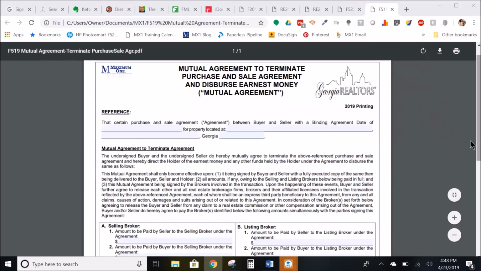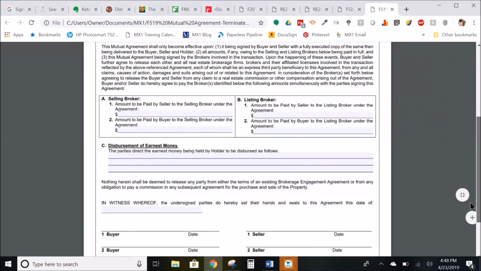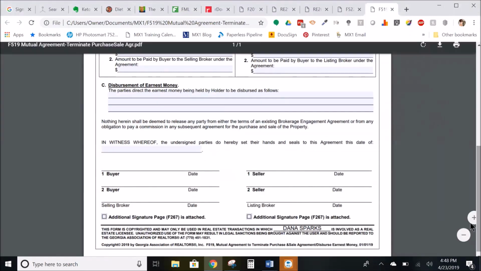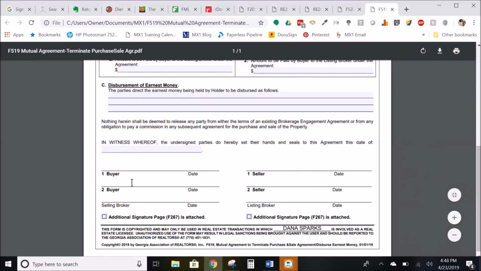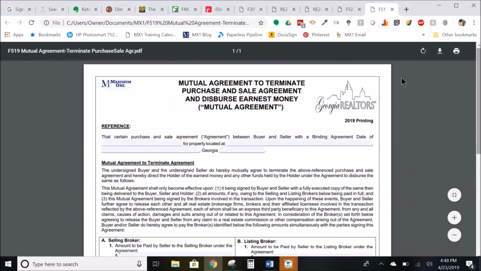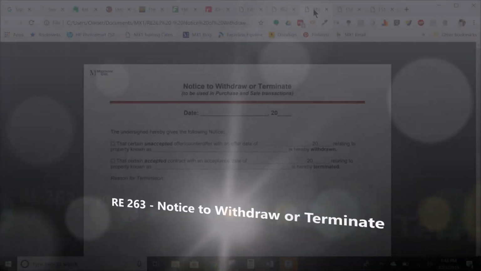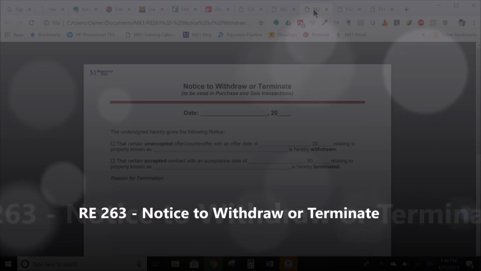So again, this is a good form to use to just have everybody indicate that there is a mutual release. So not only do the buyer and the seller sign this one, but the brokers sign this form as well. Now, if you are binding on the RE forms contract, then in the RE forms contract, there are two separate forms.